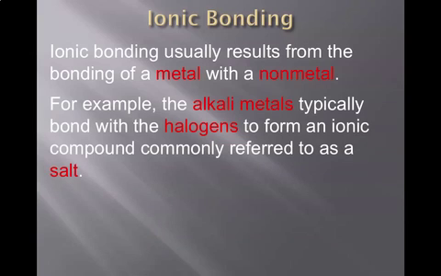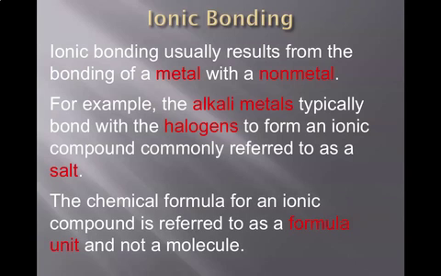For example, our alkali metals, which is our group 1, typically bond with the halogens, which is our group 17, to form an ionic compound commonly referred to as a salt. Now we have our table salt, which is sodium chloride, which is an alkali with a halogen, but there are other types that are also called salts that we don't necessarily consume as table salt. The chemical formula for an ionic compound is referred to as a formula unit and not a molecule.